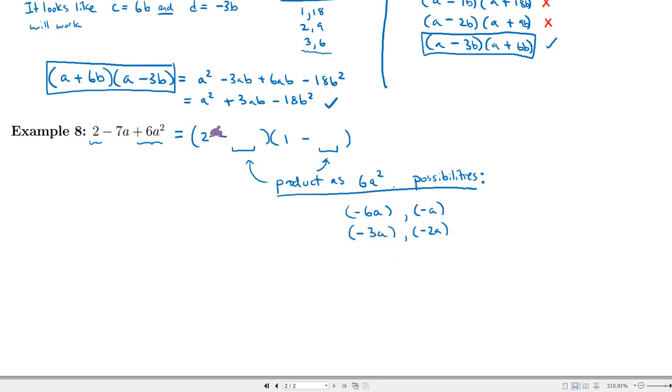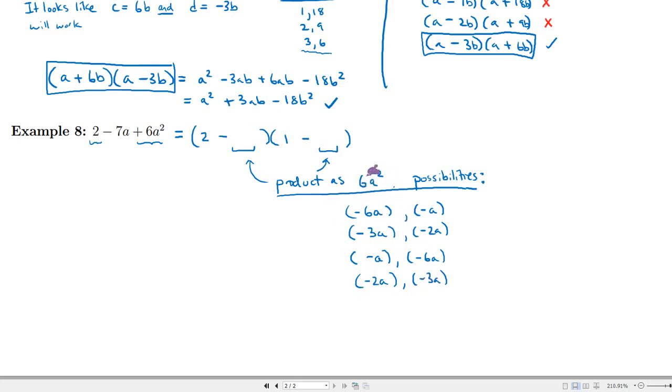Well, we also have to take into account the fact that this is a 2 and this is a 1. So we are going to have to also consider the interchanging of these possibilities. So negative a, negative 6a, negative 2a, negative 3a. If the leading terms were both the same, we wouldn't need to consider the reverse of these. Like this negative 6a and negative a would be the same as negative a, negative 6a. But since we have to consider both possibilities, those are going to give us distinct answers in the end, right?